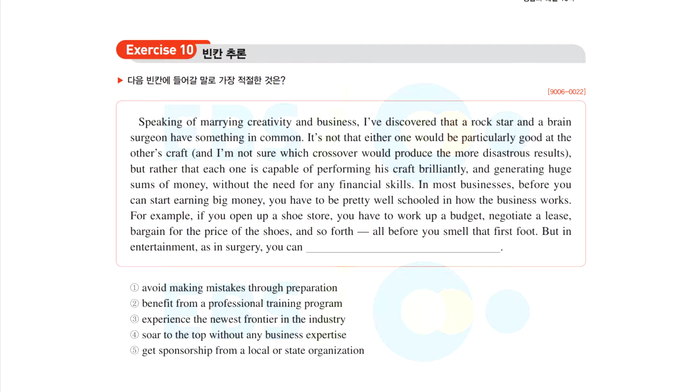In most businesses, before you can start earning big money, you have to be pretty well schooled in how the business works. For example, if you open up a shoe store, you have to work up a budget, negotiate a lease, bargain for the price of the shoes, and so forth, all before you smell that first foot. But in entertainment, as in surgery, you can soar to the top without any business expertise.